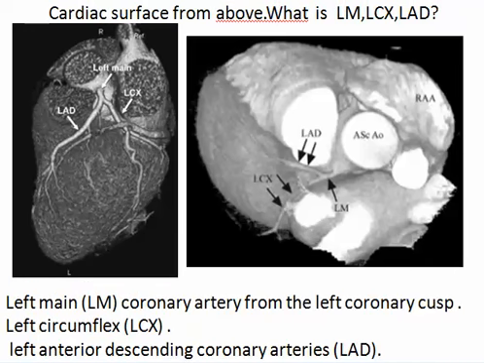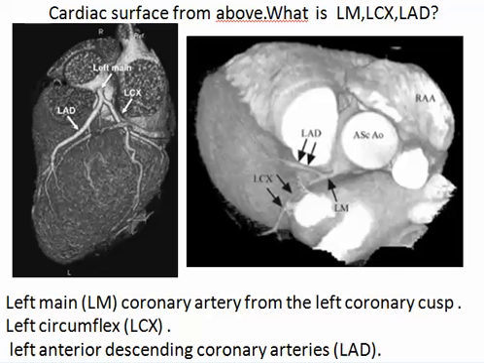If you check the cardiac surface from above, we have the LM, the LCX, and the LAD. The LAD is the left anterior descending coronary artery, running between the two ventricles. The left main coronary arises from the left coronary cusp.